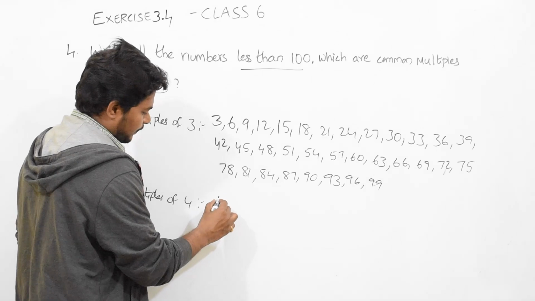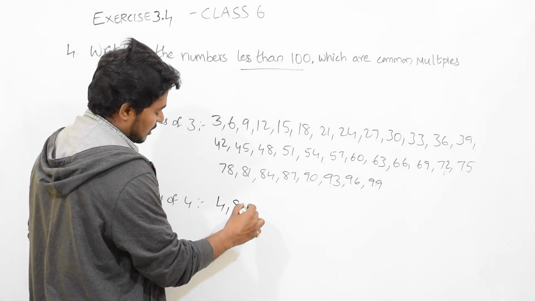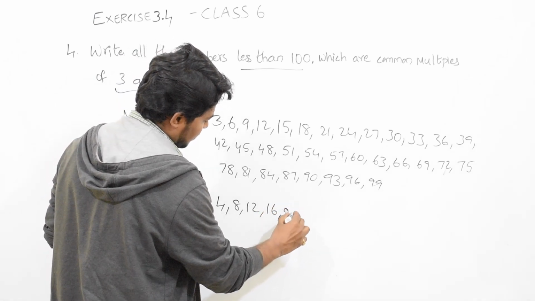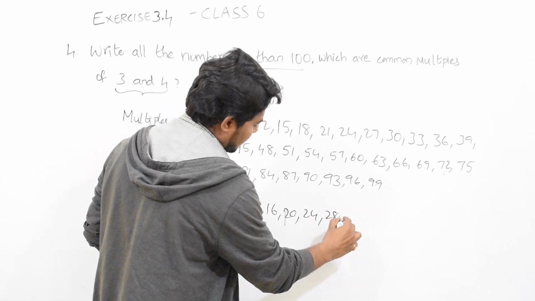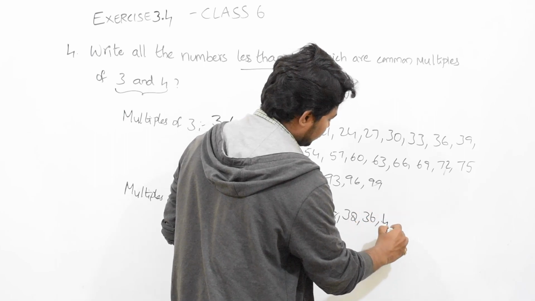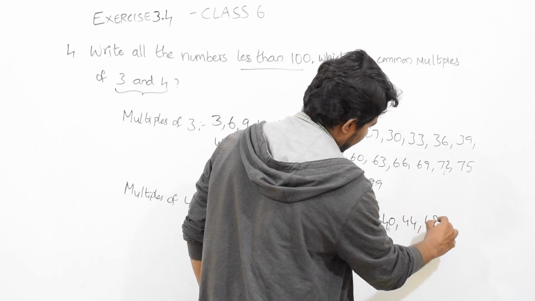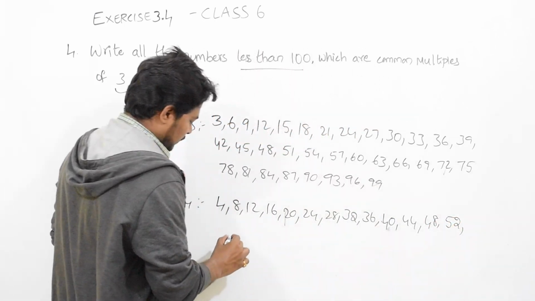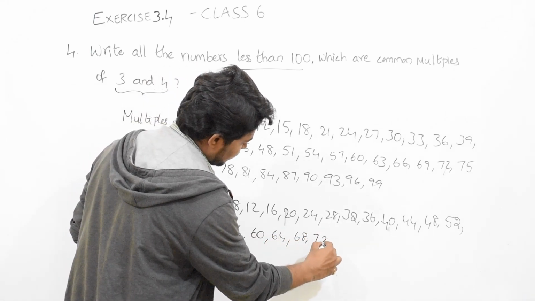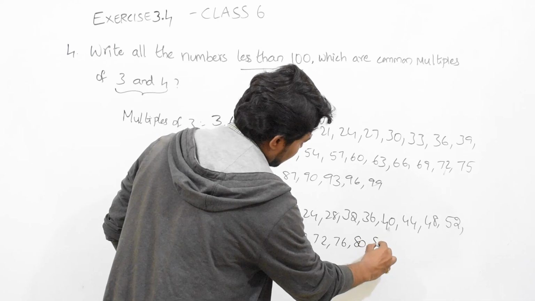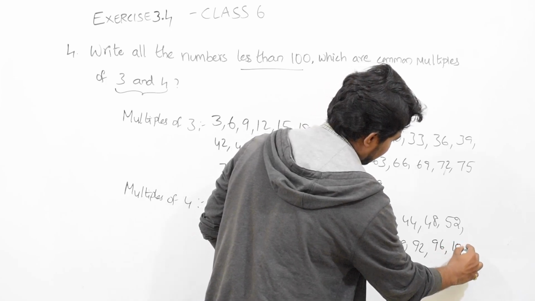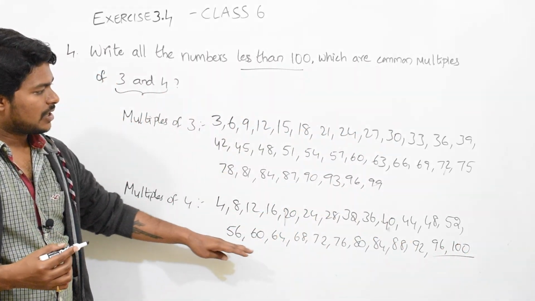Now multiples of 4 are 4. 4 into 1 is 4. 4 2s are 8. 4 3s are 12. 4 4s are 16. Then 20, 24, 28, 32, 36, 40, 44, 48, 52, 56, 60, 64, 68, 72, 76, 80, 84, 88, 92, 96, 100. So these are the multiples up to 100.